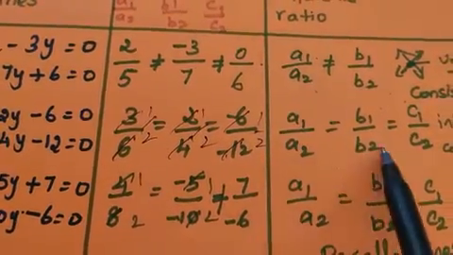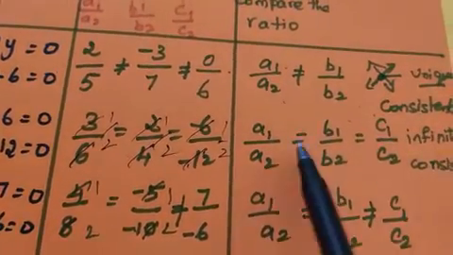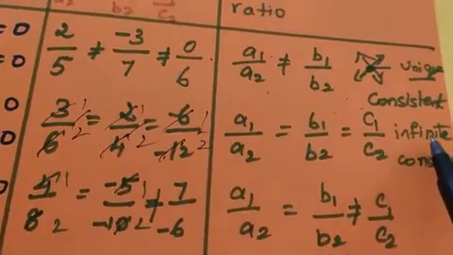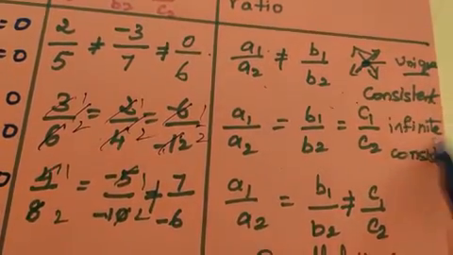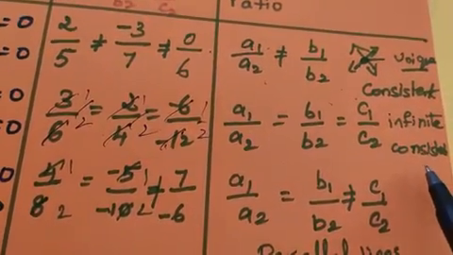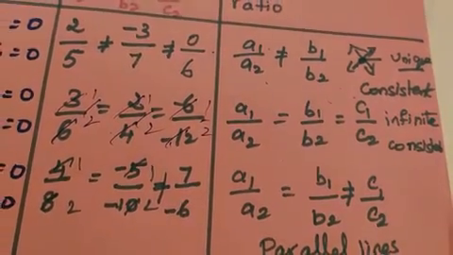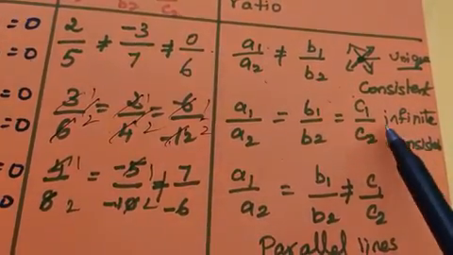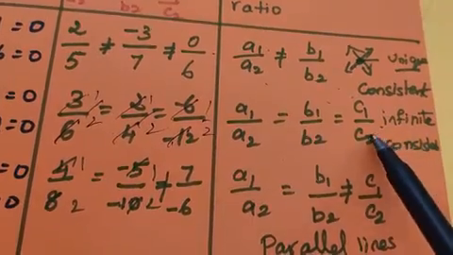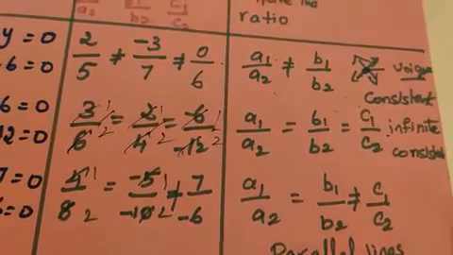If it comes like that, all the ratio values are the same, then it has infinitely many solutions, and that is consistent. It means we will get many solutions, a greater number of solutions. So infinite it is, so it is consistent.